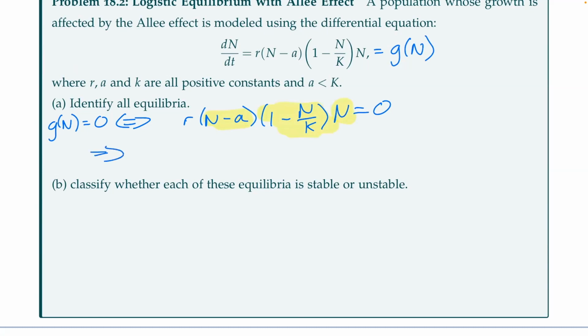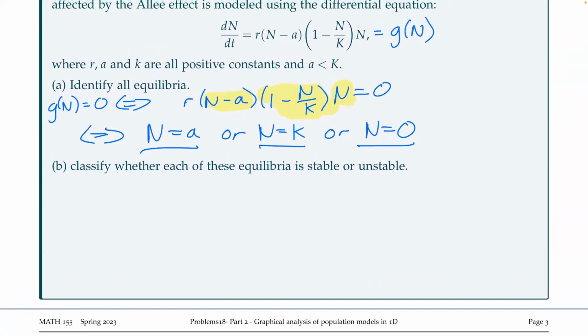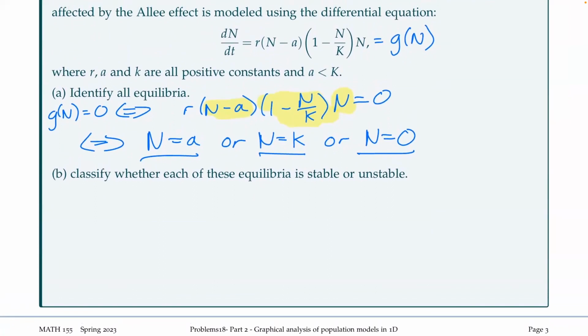So the first bracket is only equal to 0 when n is equal to a. The second bracket is only equal to 0 when n is equal to k, because then we'll have 1 minus k over k, so 1 minus 1, which is equal to 0. And then the third term is just an n, so that has to be equal to 0. So we have 3 possible equilibria here. Okay, so now we need to classify whether each is stable or unstable.